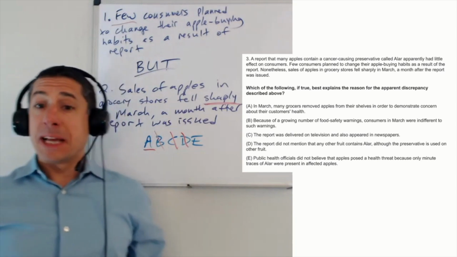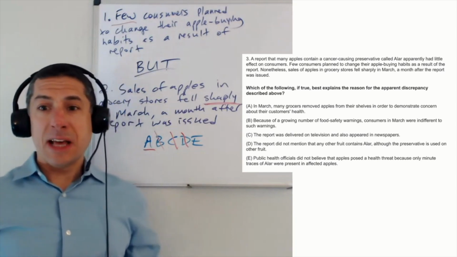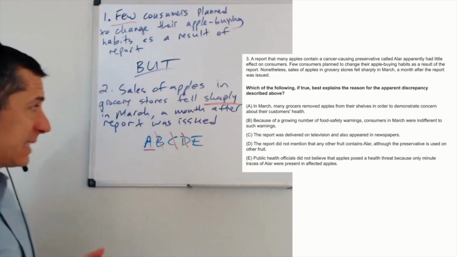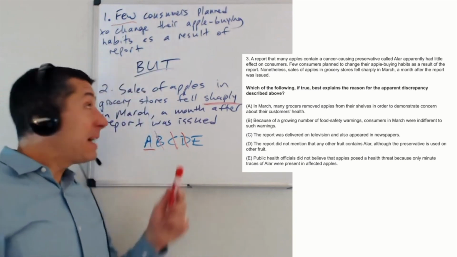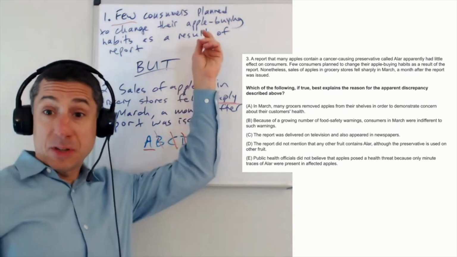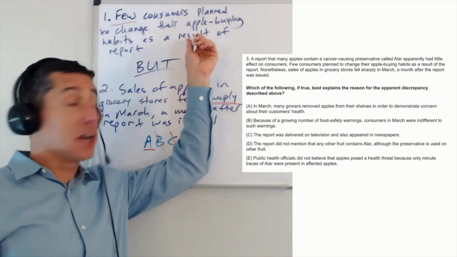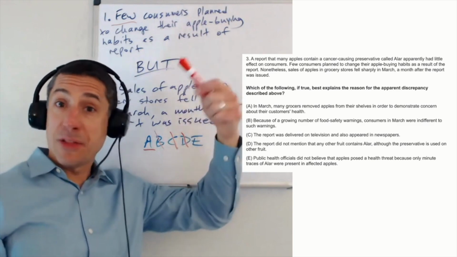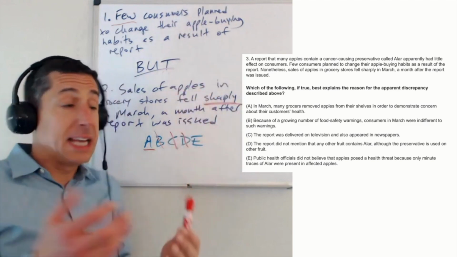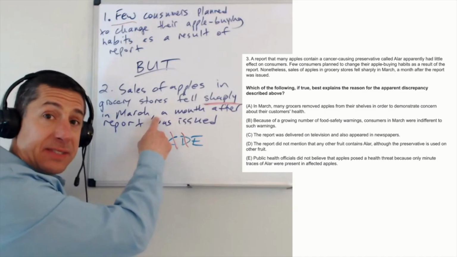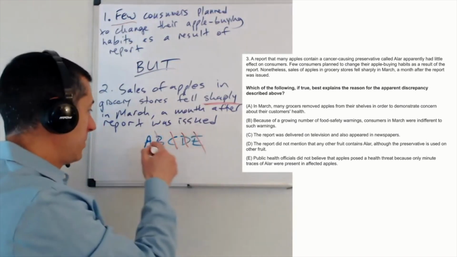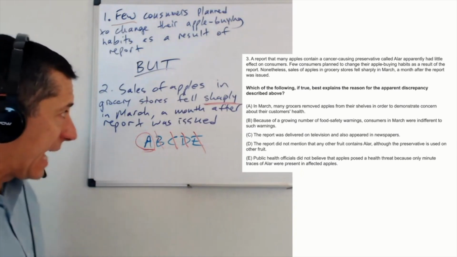And what about E? Public health officials did not believe that it posed a health threat because only tiny traces of the chemical were present in the apples. Okay, well, very similar to B here, that might help us explain why few consumers were worried about it. Public health officials didn't see it as that big of a threat. But then why is it that sales fell? E doesn't help us with that one bit. So E is out, and we're left with A.